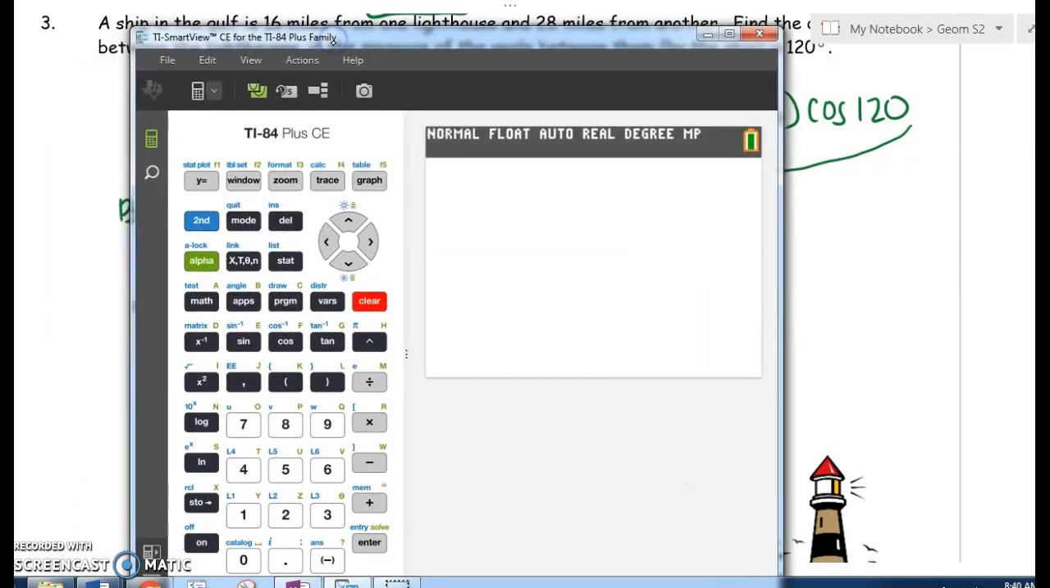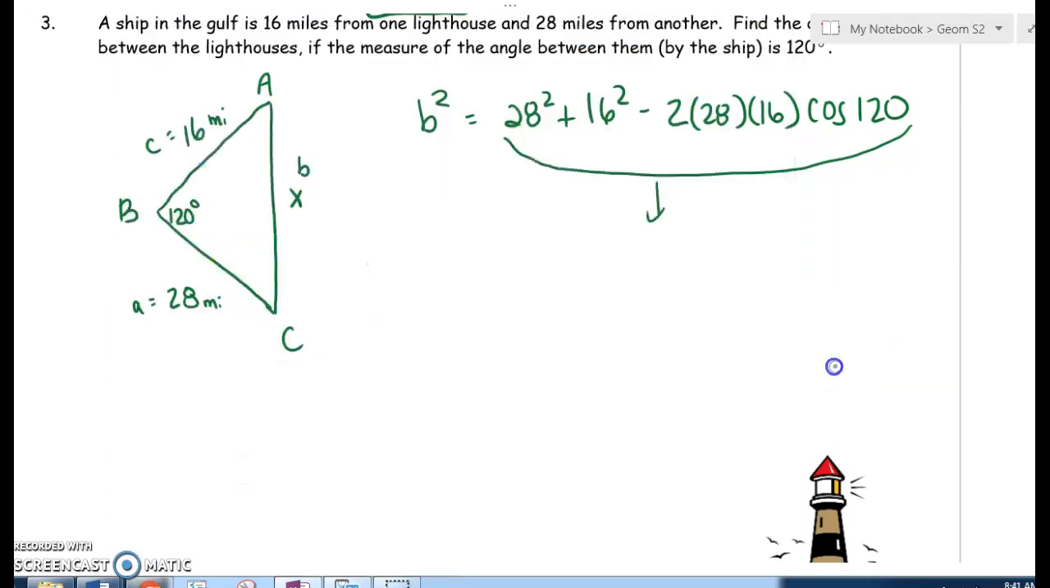So we're going to type this all in. We've got 28 squared plus 16 squared minus 2 times 28 times 16 times the cosine of 120. So you type that whole thing in and you get actually a really nice number. Usually it's a decimal. 1488. So b squared equals 1488.